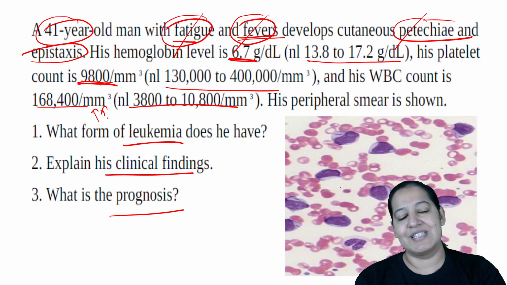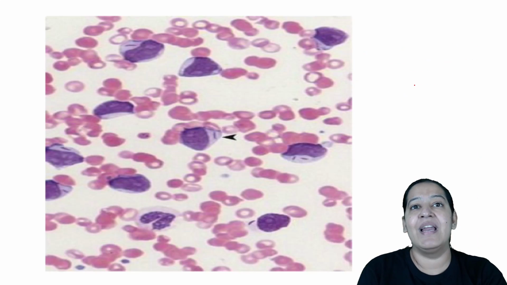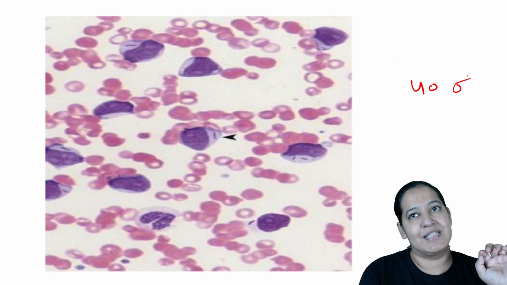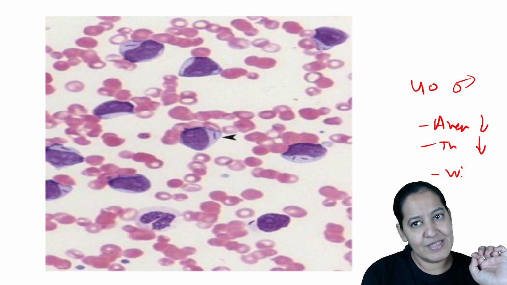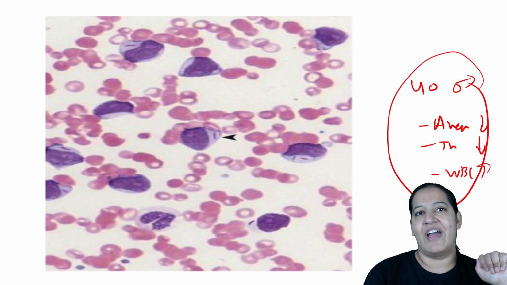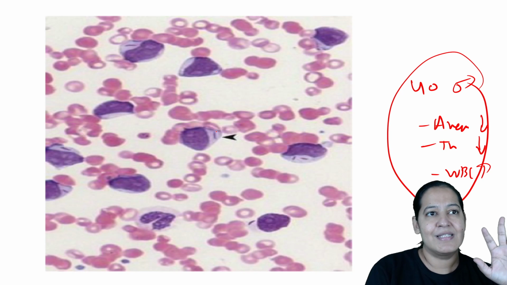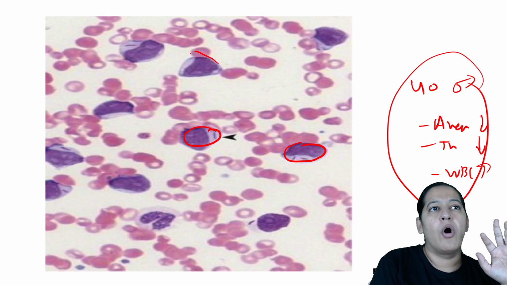So see the peripheral smear. Now it is a typical picture of leukemia. The age of the patient is a middle-aged male, a 40-year-old male with anemia and thrombocytopenia, that is RBCs are less, platelets are less, WBC are more, but still the patient is having fever. So typical picture with this diagram. Now see the cells. These all are blast cells. See the NC ratio. These all are blast cells.